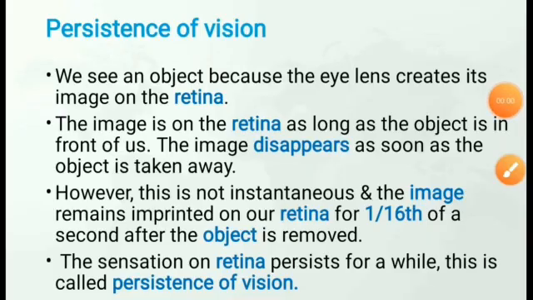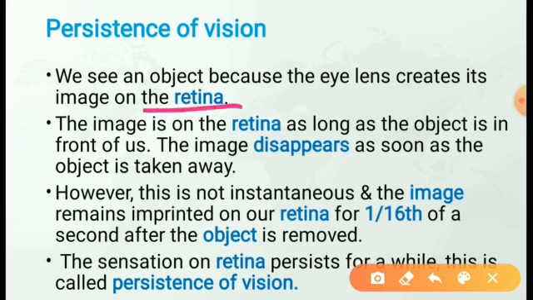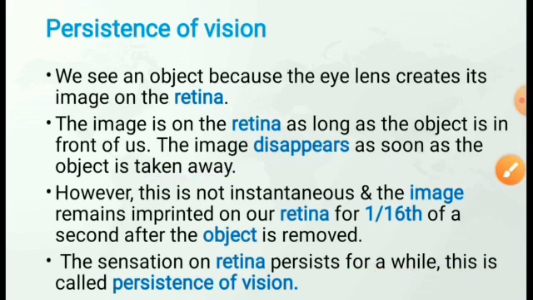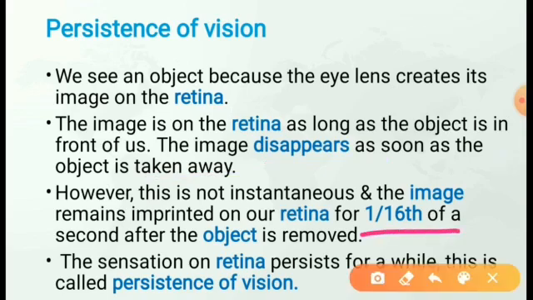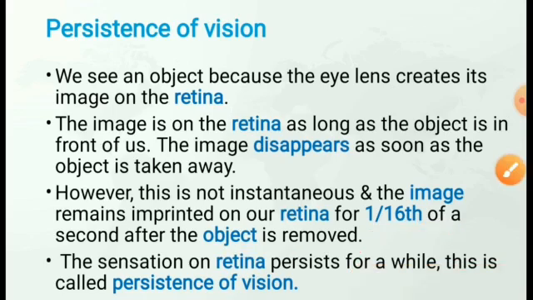We are starting with the next topic, persistence of vision. We see an object because the eye lens creates its image on the retina. The image is on the retina as long as the object is in front of us. The image disappears as soon as the object is taken away. However, this is not instantaneous and the image remains imprinted on our retina for 1/16th of a second after the object is removed. This is a very important point. The sensation on the retina persists for a while. This is called persistence of vision.